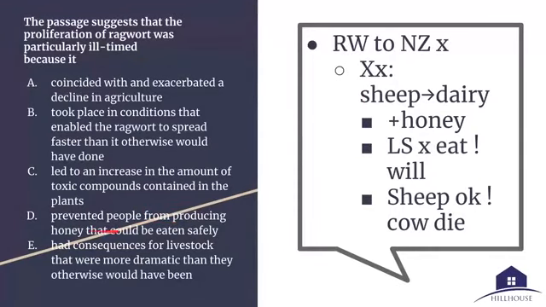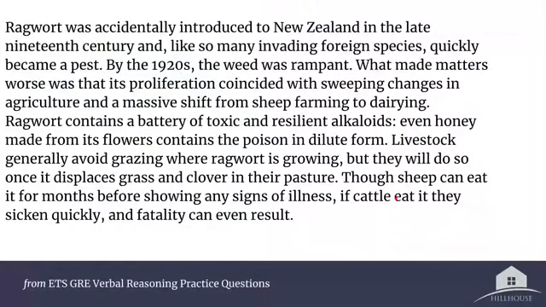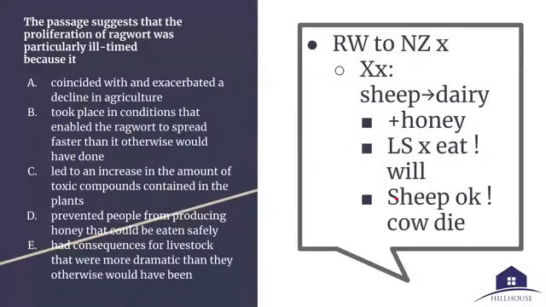Did it prevent people from producing honey that could be eaten safely? Well, it did say that it was in the honey. But once again, does this answer the question of why it was ill-timed? Not quite, so we would cross that off. And finally, E, had consequences for livestock that were more dramatic than they otherwise would have been. So here we saw that they were shifting from sheep to dairy, that the sheep would be okay, but that the cows died.